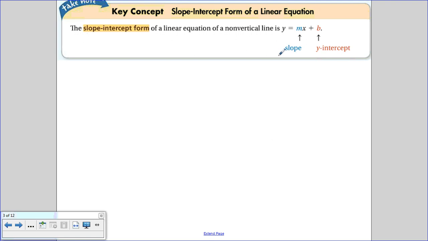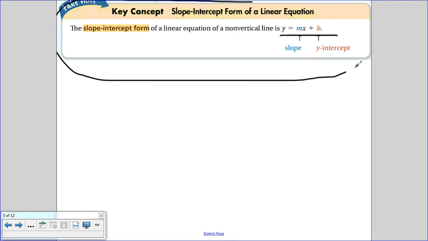Slope-intercept form is this: y equals mx plus b. Now make sure that you know that m is your slope and b is your y-intercept. This is as important of a formula as we can get. So make sure that you have this, you highlight it, you bold it. This is a very important formula.